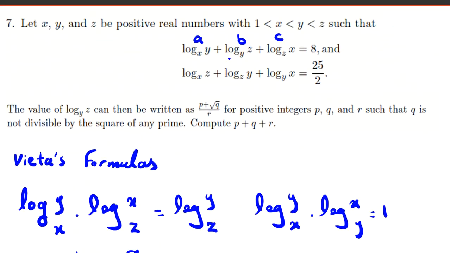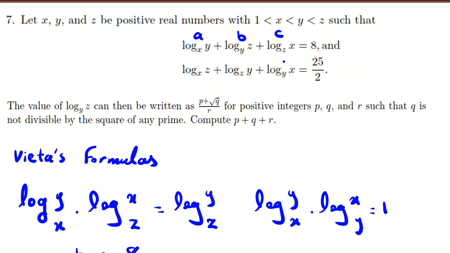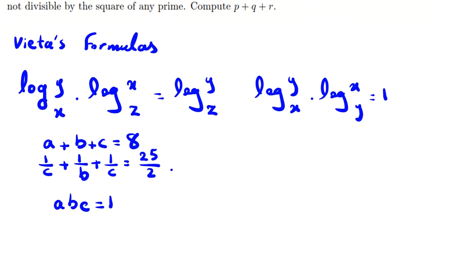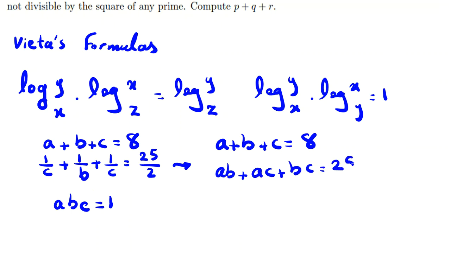If you multiply ab, then it will be what? Y cancel log zx, and log zx and log xz, if you multiply, they will be 1. Now, if I write the first one, a plus b plus c is 8. If I use common denominator, the denominator will be abc, which is 1. So you can say ab plus ac plus bc equals 25 over 2, and abc is 1.